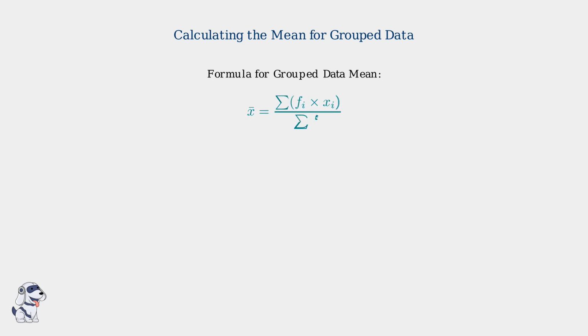When working with grouped data, we need a special approach to calculate the mean. Since we don't have individual data points, we use the frequency and midpoint of each class interval. The formula for calculating the mean of grouped data uses the sum of frequency times midpoint divided by the total frequency. Here, Fi represents the frequency of each class, and Xi represents the midpoint of each class interval.